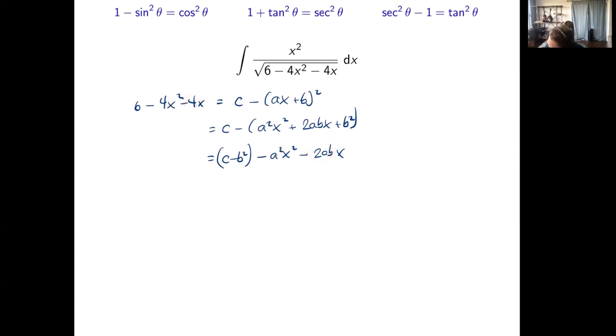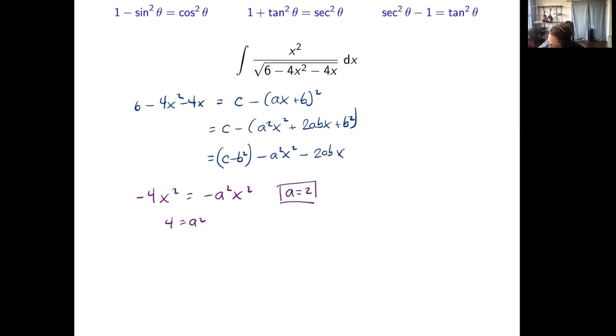So let's start with the things multiplied by x squared. So on the left, I have a minus 4 multiplied by x squared. On the right, I have a minus a squared multiplied by x squared. So 4 should be a squared. So we might as well let a be equal to 2.